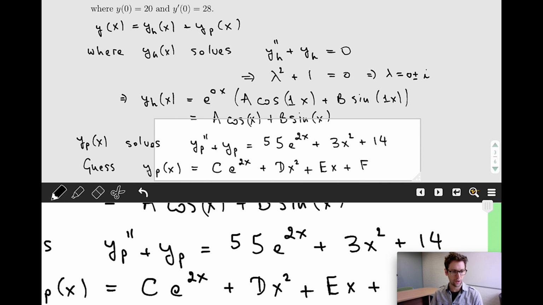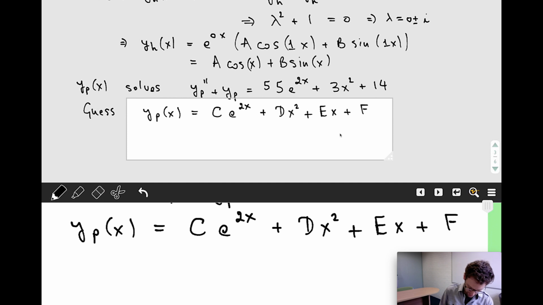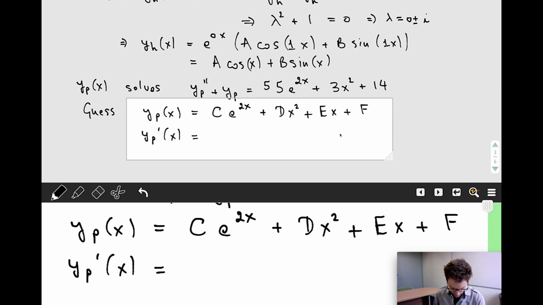And we need to choose a particular solution that is the most general possible function that looks like this term and its derivatives. So there's actually 4 unknown coefficients here, and we're going to have to match them by substituting this whole solution into my differential equation. So let's build up a little table with the first and second derivatives.